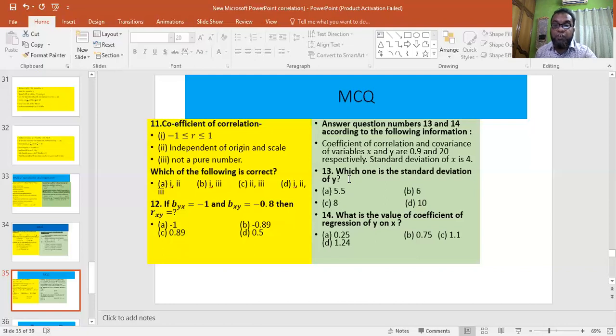What is the value of the coefficient of regression of y on x, byx? This is 1.24. Option D.